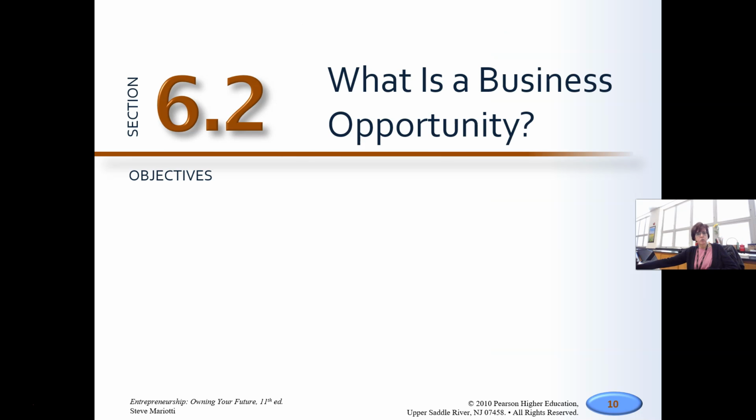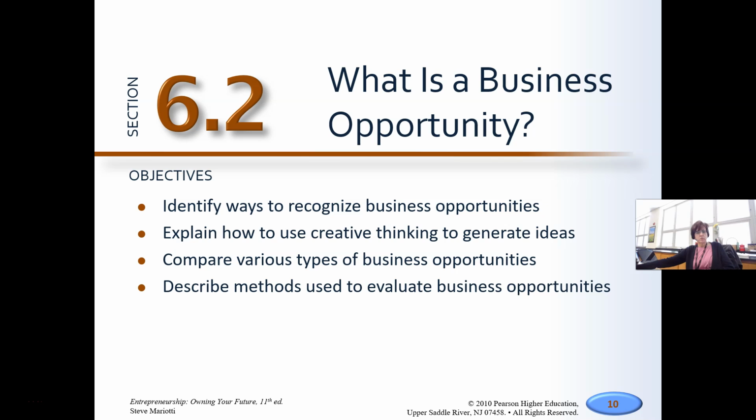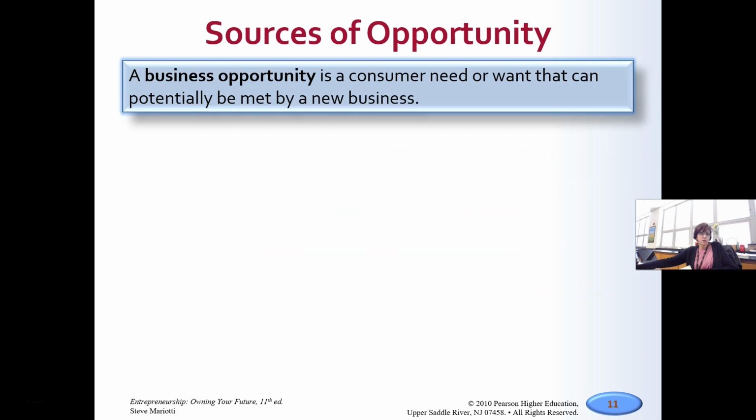Okay, in section 6.2, we're looking at business opportunities. Our objectives are to recognize business opportunities, and then explain how we can use our thinking to generate ideas. And then we're going to compare those business opportunities and then describe how we evaluate those business opportunities, because not all business ideas are successful ideas.